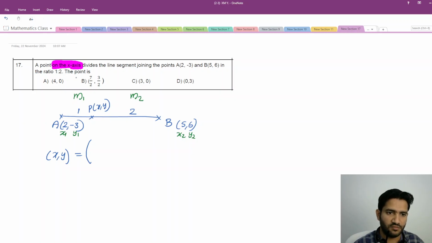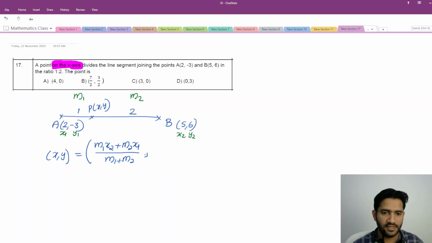So we can use the section formula. The first ratio m1 we multiply with the second point, the second ratio m2 we multiply with the first point. That means for the first coordinates, we multiply with the first coordinate of each point. Then for the second coordinate, again the same method: first ratio with the second point, second ratio with the first point. Then we divide by m1 plus m2. This is the general form of the section formula.